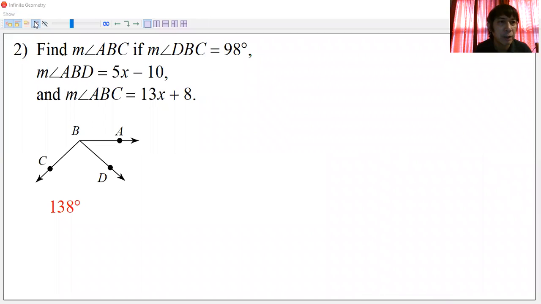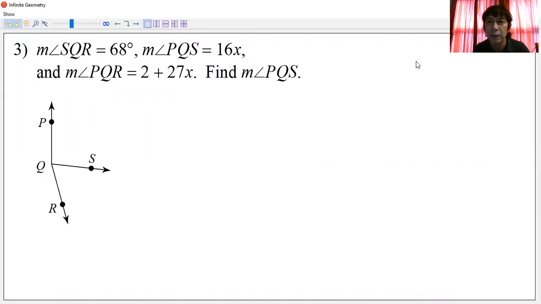All right, here's the next. We're doing number 3. All right, here's the third example. All right, the measure of SQR is 68. So this must be the 68. There, that's the 68 degrees.